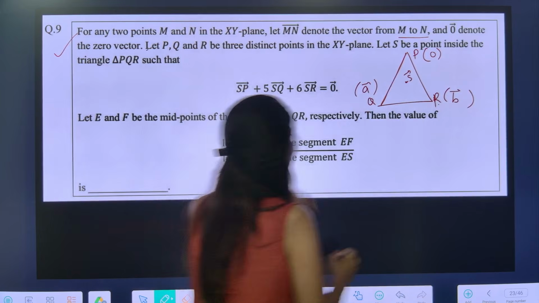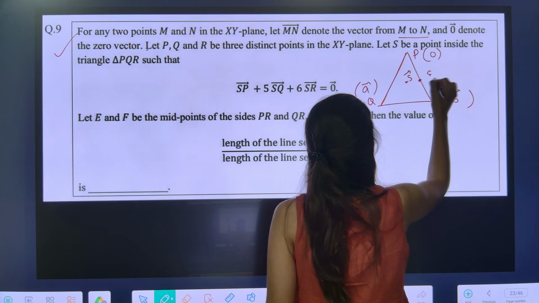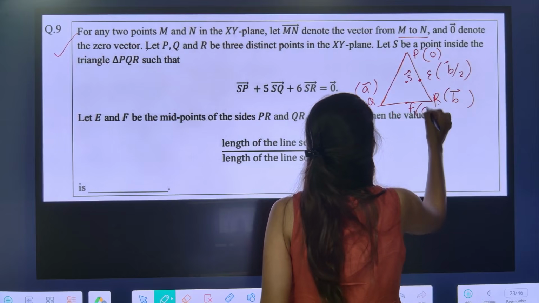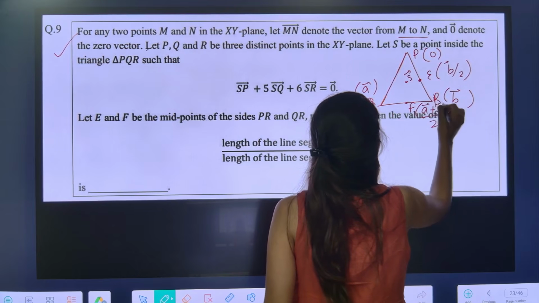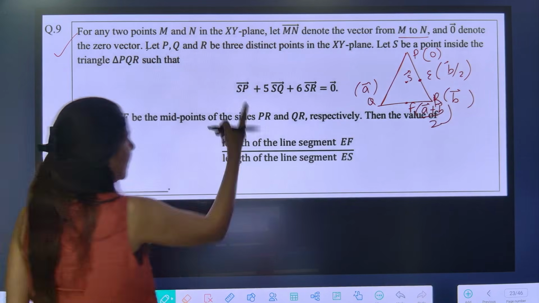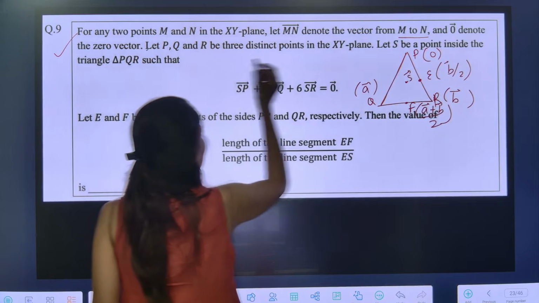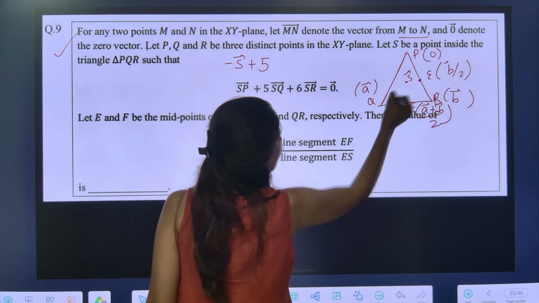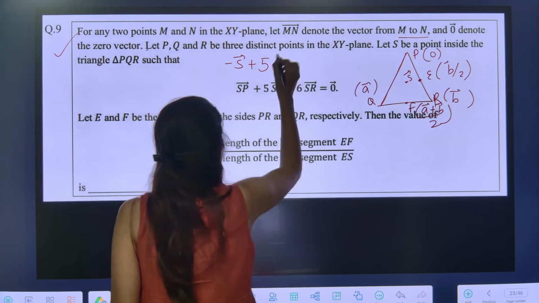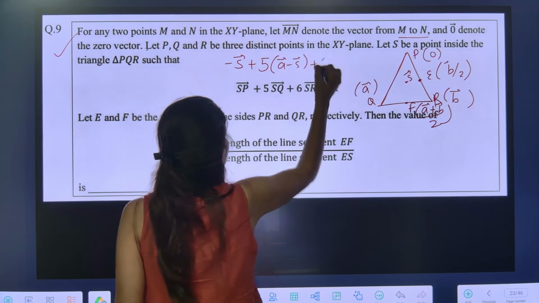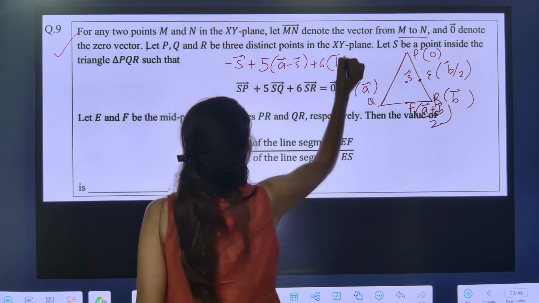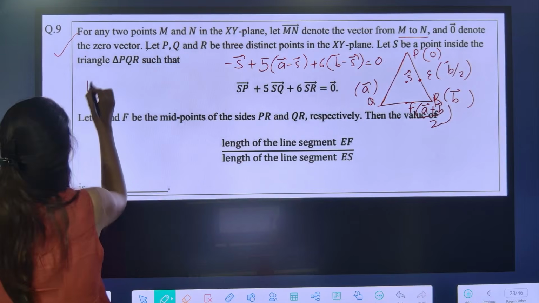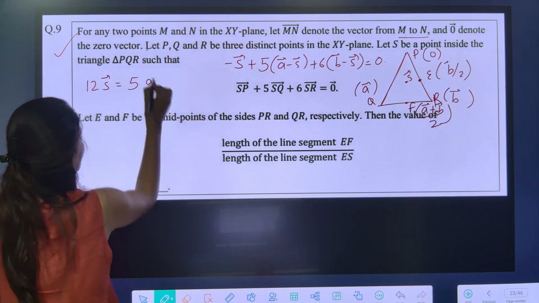Now E and F be the midpoints of PR. So this is E, this is F, this is B by 2, and this is A plus B by 2. Now SP. What is SP? SP is P minus S, so minus S vector, plus 5 times SQ. SQ is A minus S, plus 6 SR. What is SR? B minus S, equals 0. Let us solve it. You are going to get 12S vector equals 5A plus 6B.